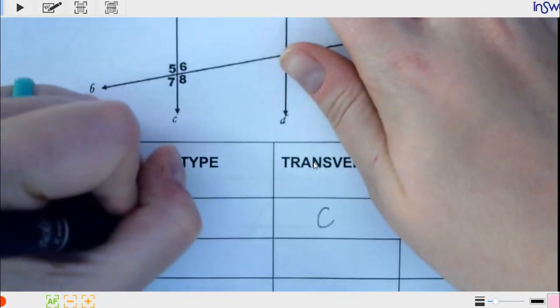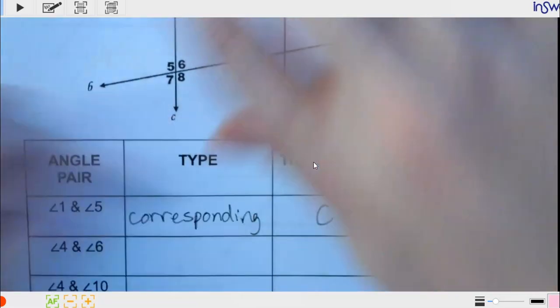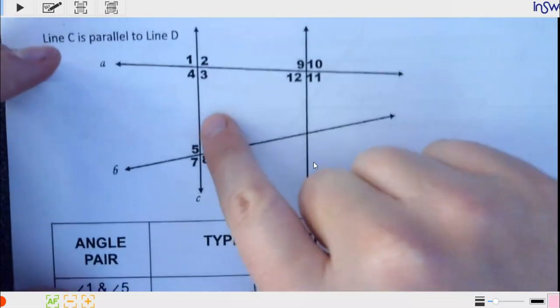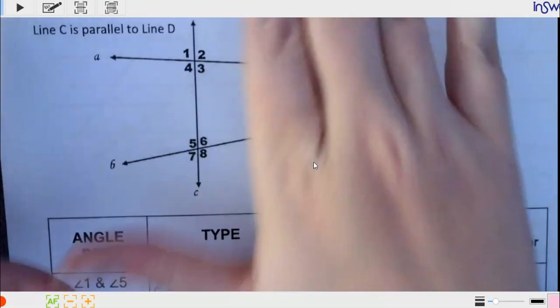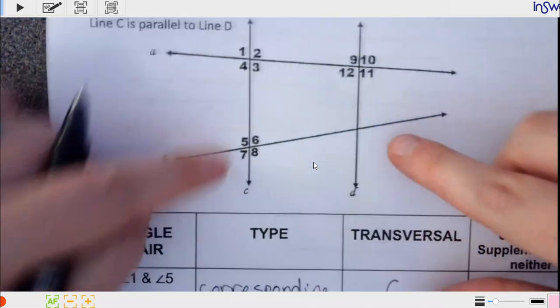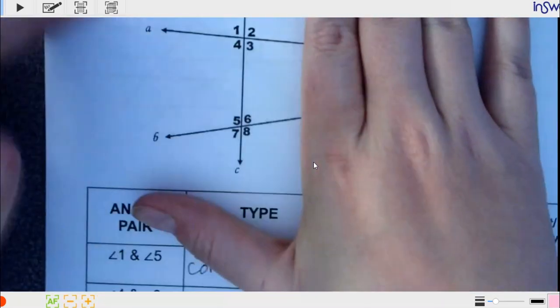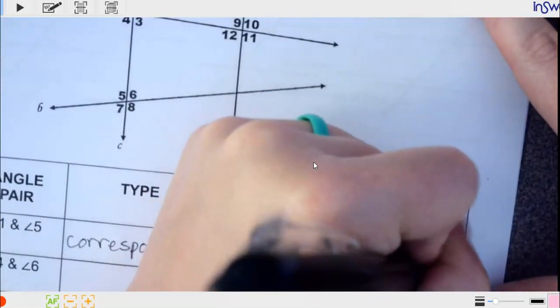This is the weird one. This is the corresponding. And the one thing about this is congruent, supplementary, or neither. Well, the only way it could be congruent or supplementary is if we're talking about parallel lines, like all of these examples talked about having parallel lines. Notice the only parallel lines are C and D. Because these are not parallel, A and B, we're going to put neither for this one.